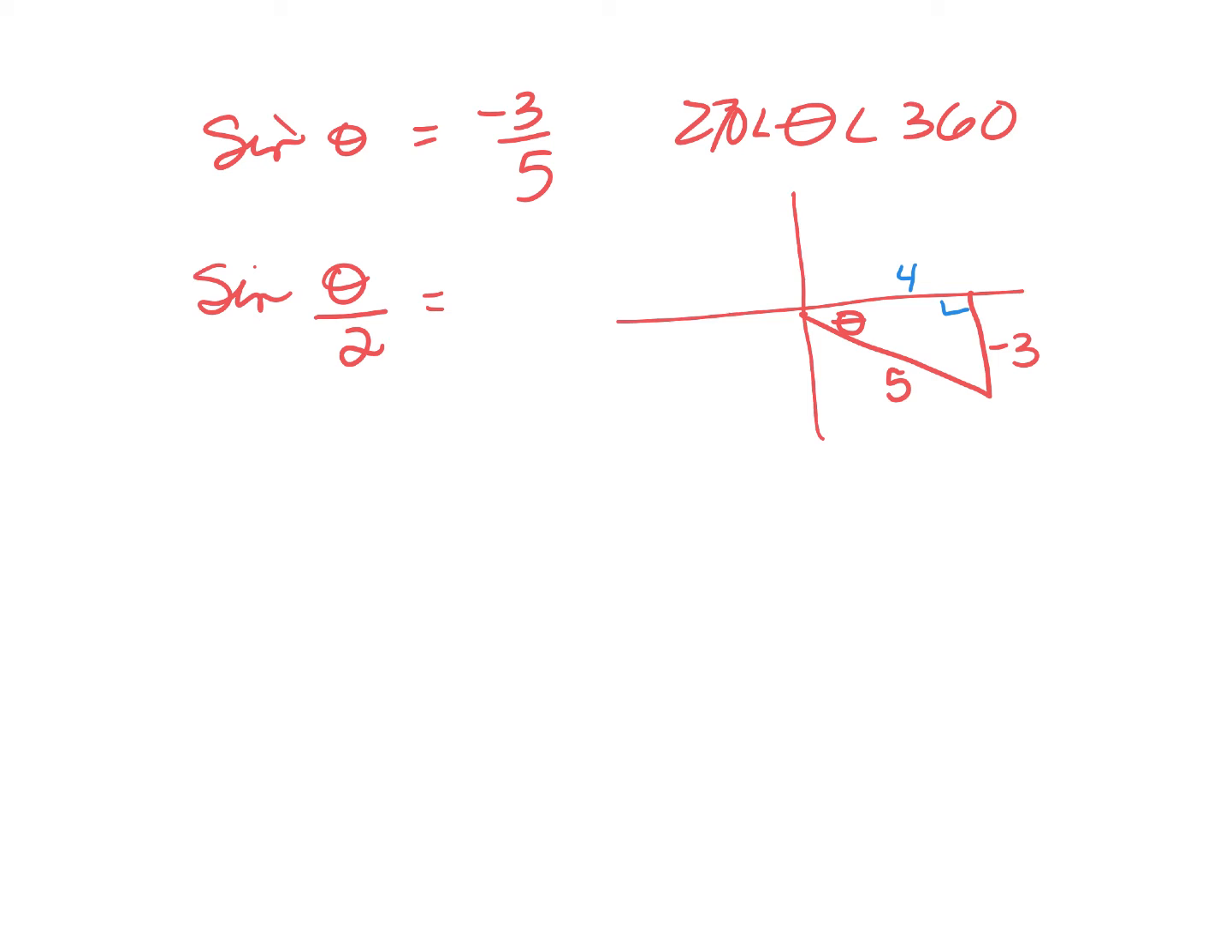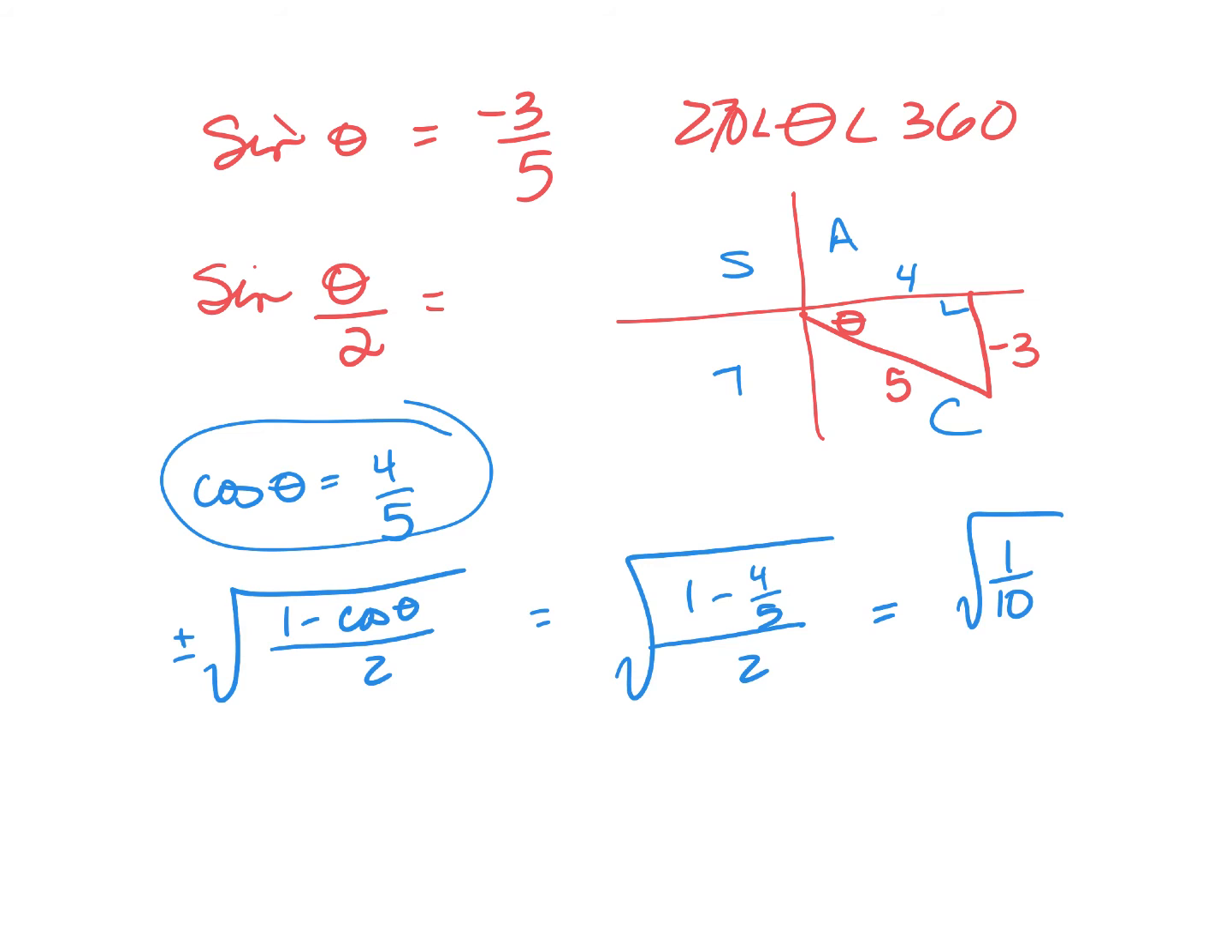So if the sine of theta is negative, is the cosine going to be positive or negative in the fourth quadrant? It's going to be positive. All students take calculus. Cosine is positive, and that's going to be 4/5. 1 minus 4/5 over 2 equals the square root of 1/10. And you can put that in your calculator. There's no radicals, so you're good to go.